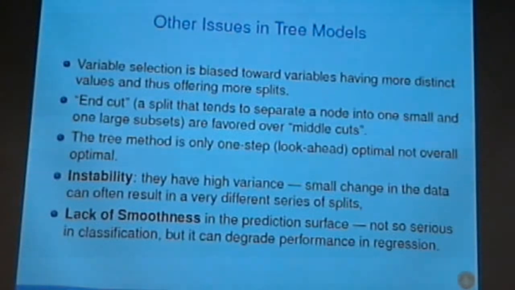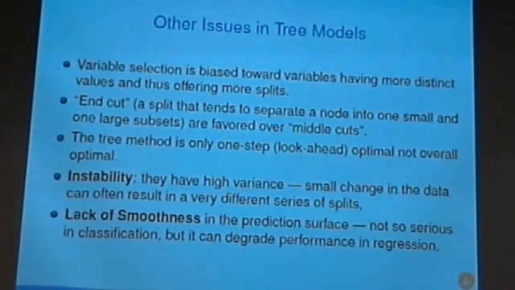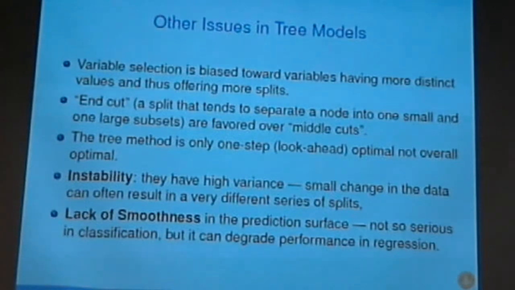There are some other issues that could arise in the tree model. The variable selection is biased toward variables having more distinct values. If you have more distinct values, look at the continuous variable for the time being, and one variable has, say, 50 distinct values, and the other variable has maybe 100 distinct values, usually the split is favored on the variable with the larger number of distinct values, the one with hundreds.